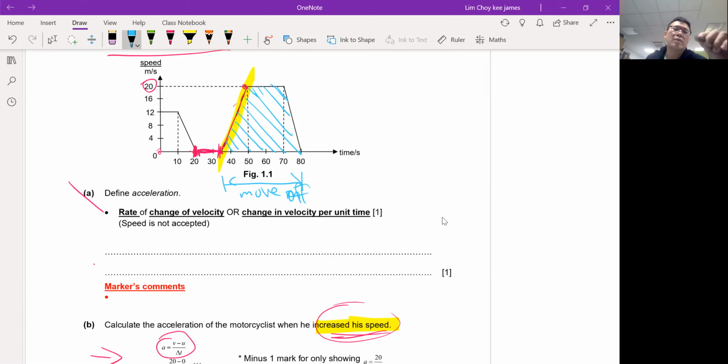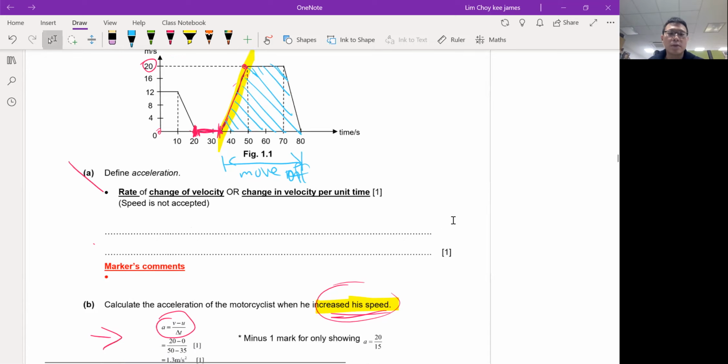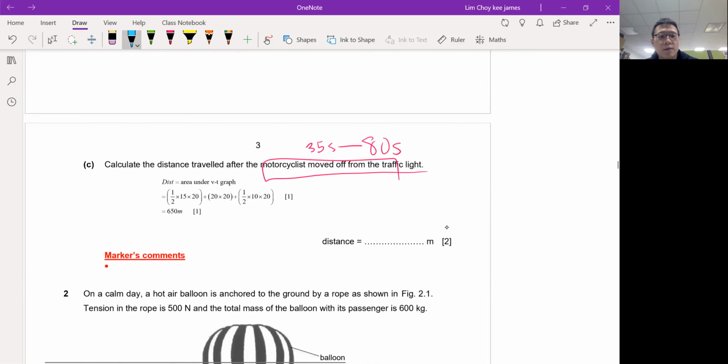To find the distance, you need to find the area. You need to find the shaded red area, which is this formula here. This one is the triangle, this guy is the rectangle, and this will be the triangle. Remember, for kinematics, distance traveled is the area under the graph. That's why I look at these particular shapes.